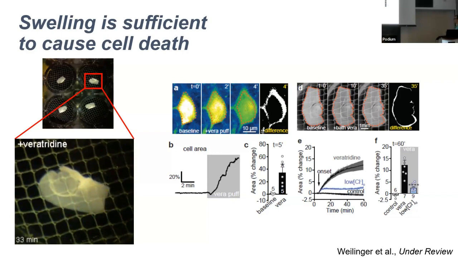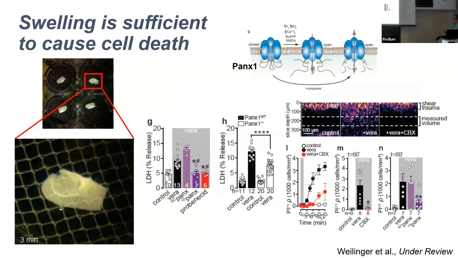It's reduced in low chloride. But what about the actual death? Swelling itself is sufficient to cause cell death. And so we were very interested in testing the hypothesis that this large pore channel called pannexin-1 might be involved in this, because pannexin-1 opening is known to contribute to cell death in ischemia.